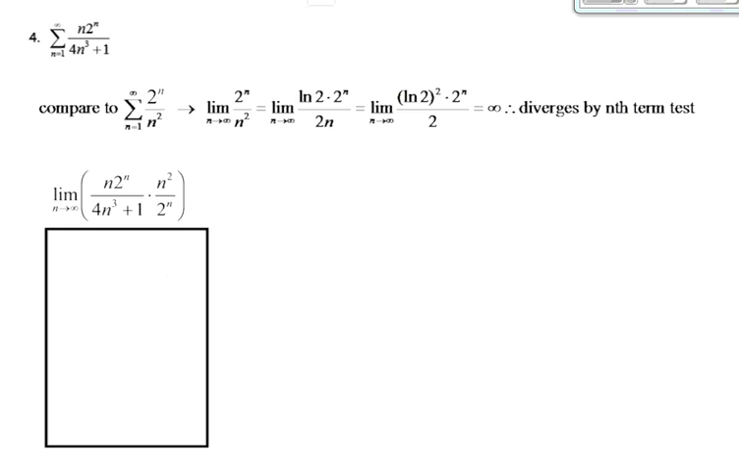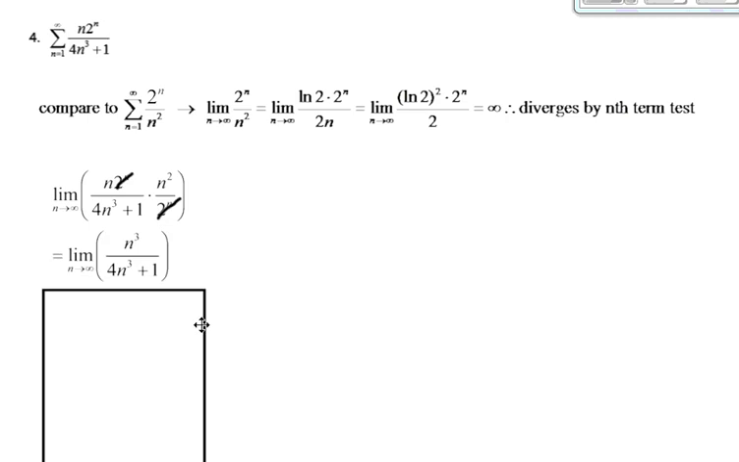Now, notice when this happens, you have the 2 to the n over 2 to the n, and this is why I go straight to writing the reciprocal, because a lot of times things will cancel out like this. So the 2 to the n's cancel out, and then when you simplify, you get the limit as n approaches infinity of n cubed over 4n cubed plus 1.